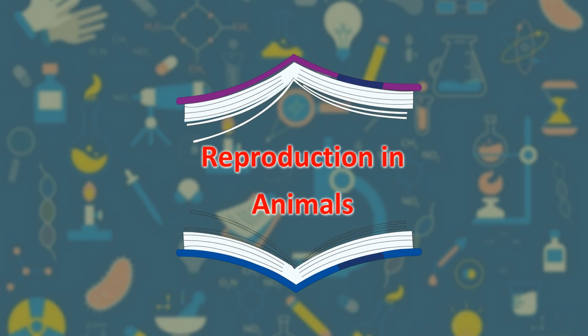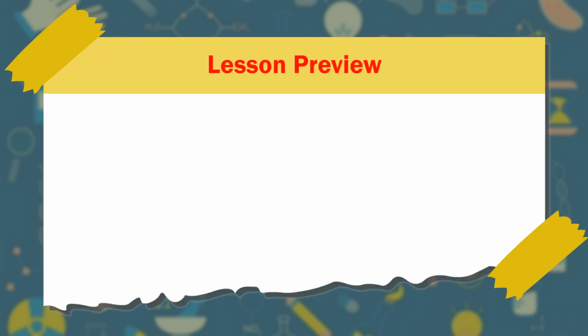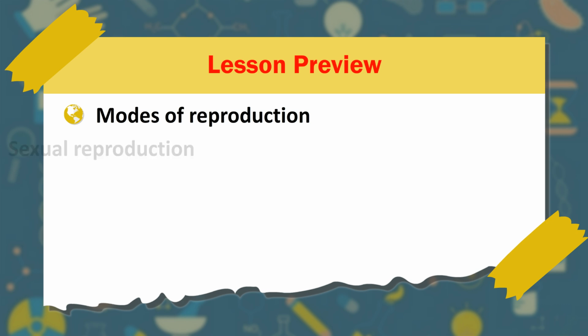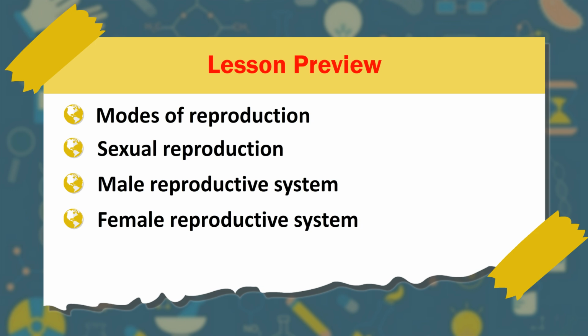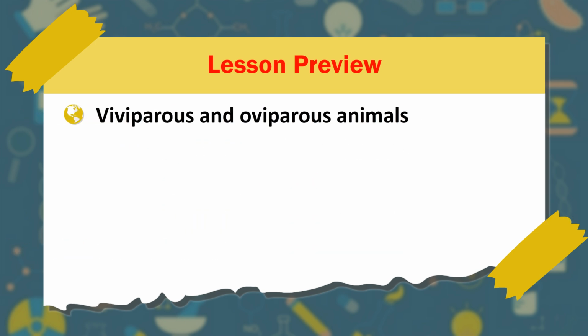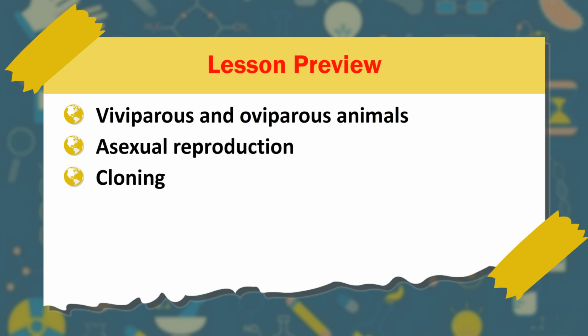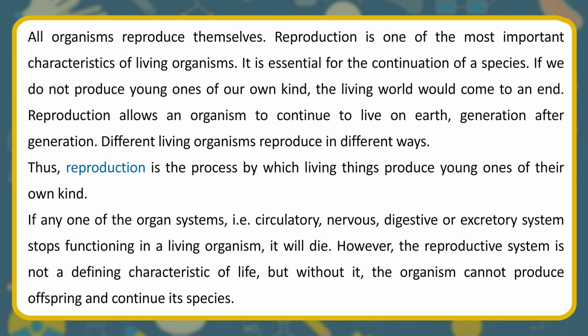Reproduction in animals. Lesson preview. Modes of reproduction. Sexual reproduction. Male reproductive system. Female reproductive system. Fertilization. Viviparous and oviparous animals. Asexual reproduction. Cloning.